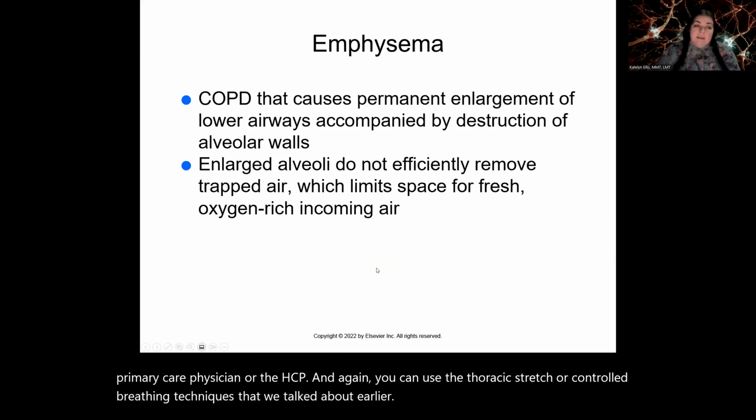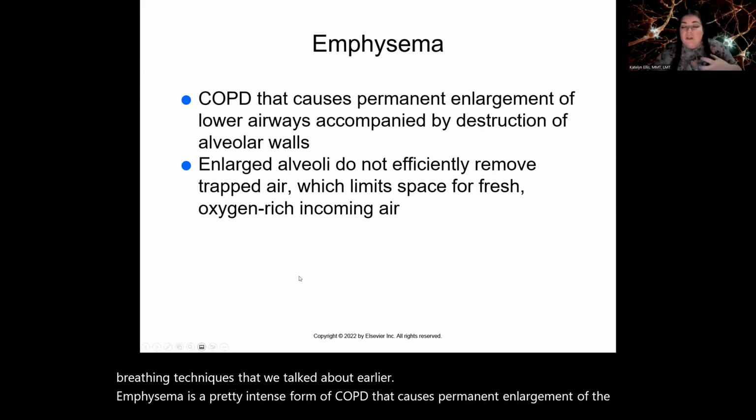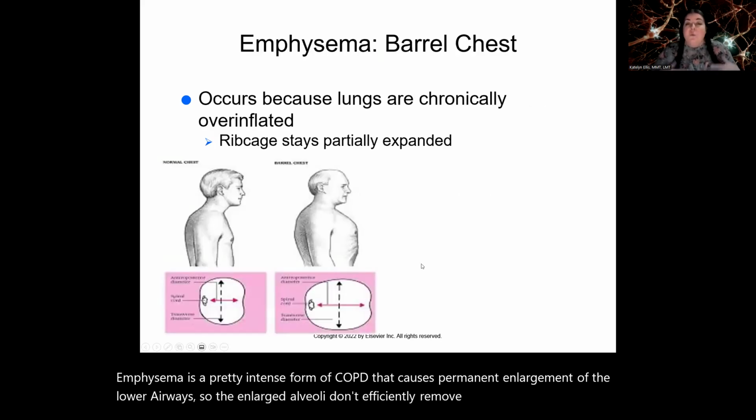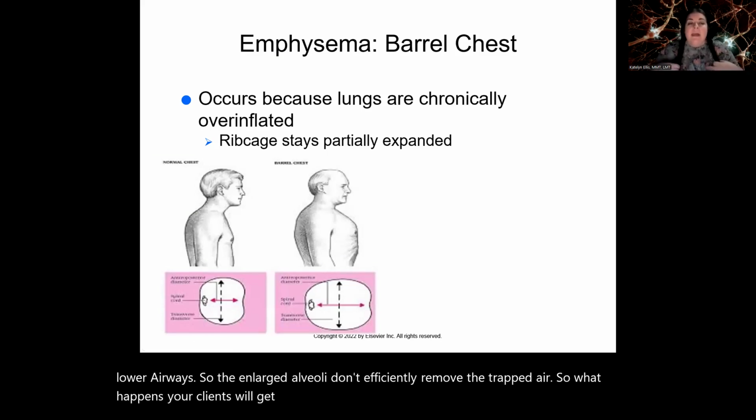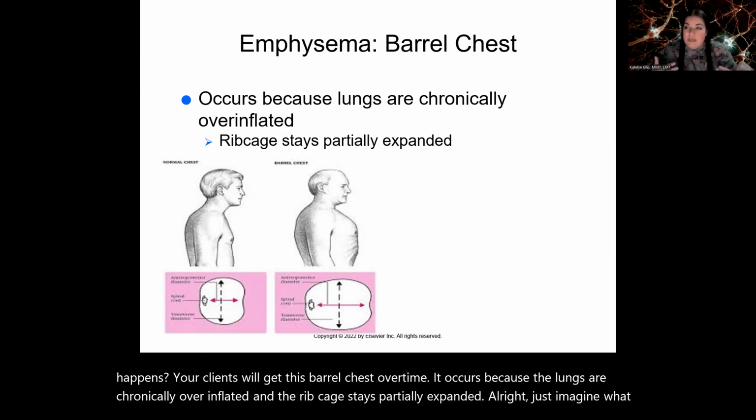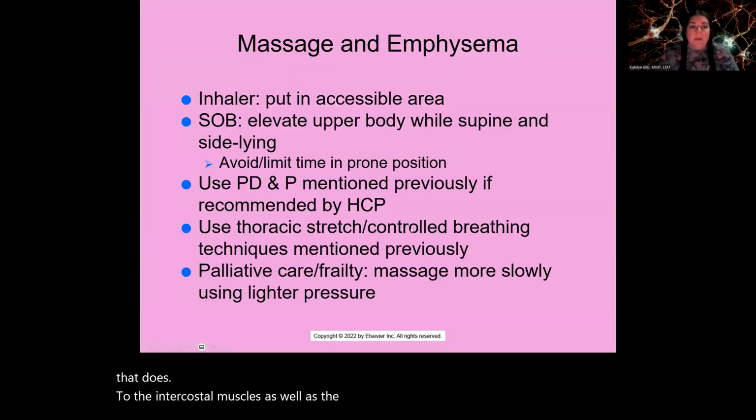Emphysema is a pretty intense form of COPD that causes permanent enlargement of the lower airways. So the enlarged alveoli don't efficiently remove the trapped air. So what happens? Your clients will get this barrel chest over time. It occurs because the lungs are chronically overinflated and the rib cage stays partially expanded. All right, just imagine what that does to the intercostal muscles as well as the accessory muscles for breathing.